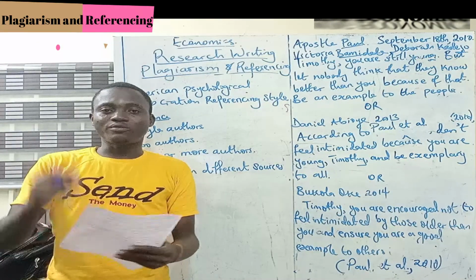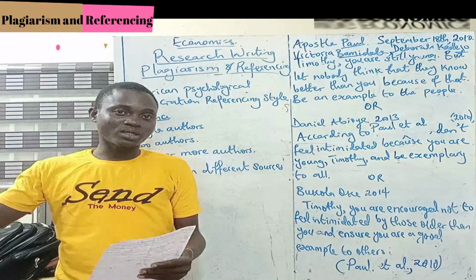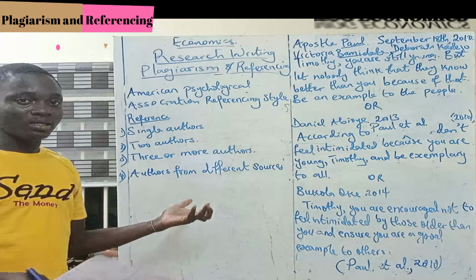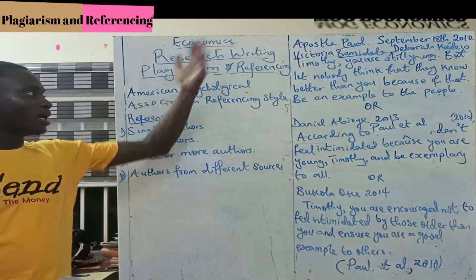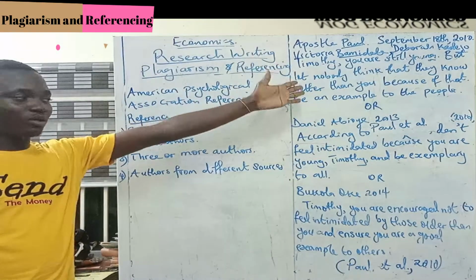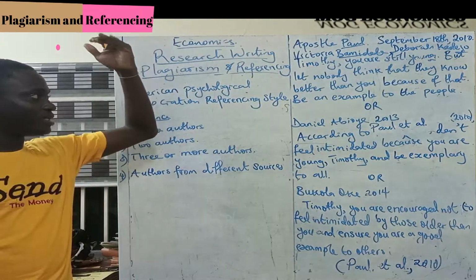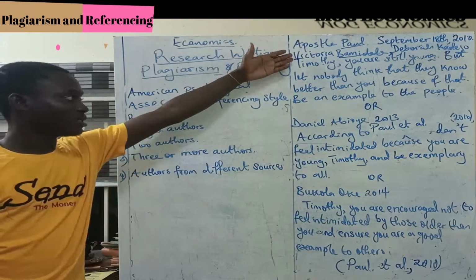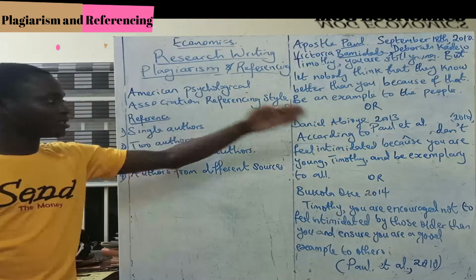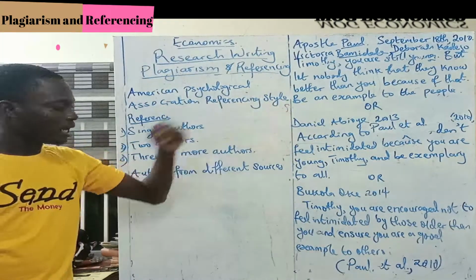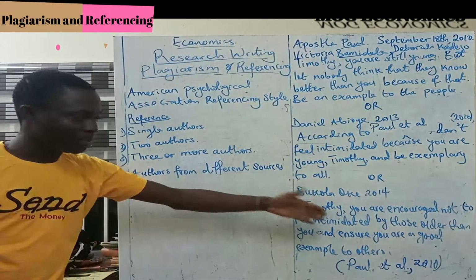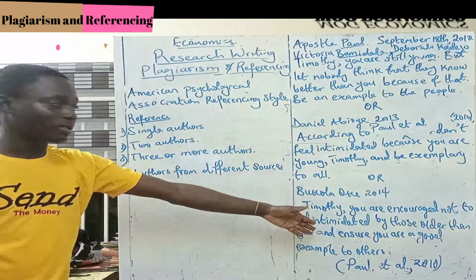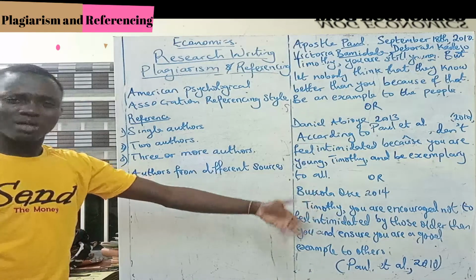So you reference all of those sources, and that's what we are going to try to do here. Let's say this is the idea that I want to talk about, and I want to reference all these people. I want to reference the first paper, the second paper that spoke about it, and the third paper. Bukola Oke's publication in 2014 talked about it. So how am I going to do that?